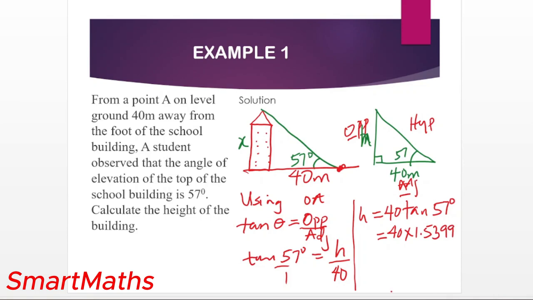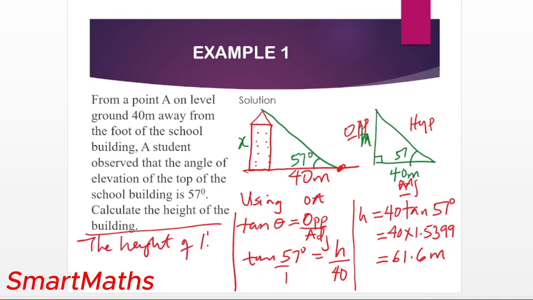So when you use the calculator, we multiply this together. That's going to give us 40 times 1.5399. So that gives us 61.6 meters. So that means the height of the building is approximately 62 meters.